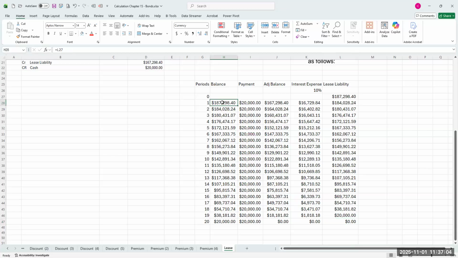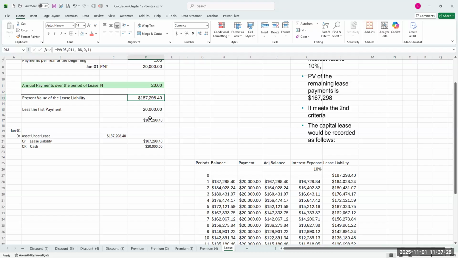Don't forget, beginning balance is the original balance. Once you make the payment, balance decreases. Add the interest expense to the outstanding lease liability balance and make another payment. And keep going, keep going. At the end of the period, you're going to end up with 0. Now, you can shorten the periods. It doesn't have to be 20, but if you shorten the periods, this amount is going to change. Make sense?